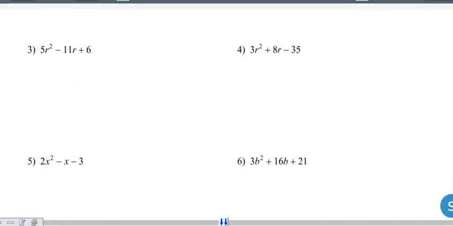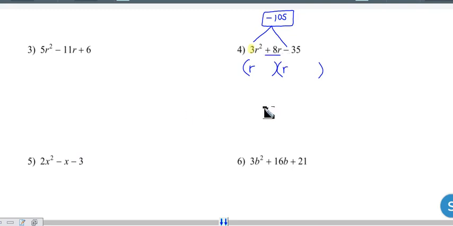All right, number 4 is going to be this same type of problem. In number 4, we have a lead coefficient that doesn't divide into all 3 terms. So we're going to take that lead number, 3, and we'll multiply it times negative 35. That's going to give us a negative 105. Now we can split this into 2 parentheses. We're going to focus on the variable, r squared. It breaks down into r times r.